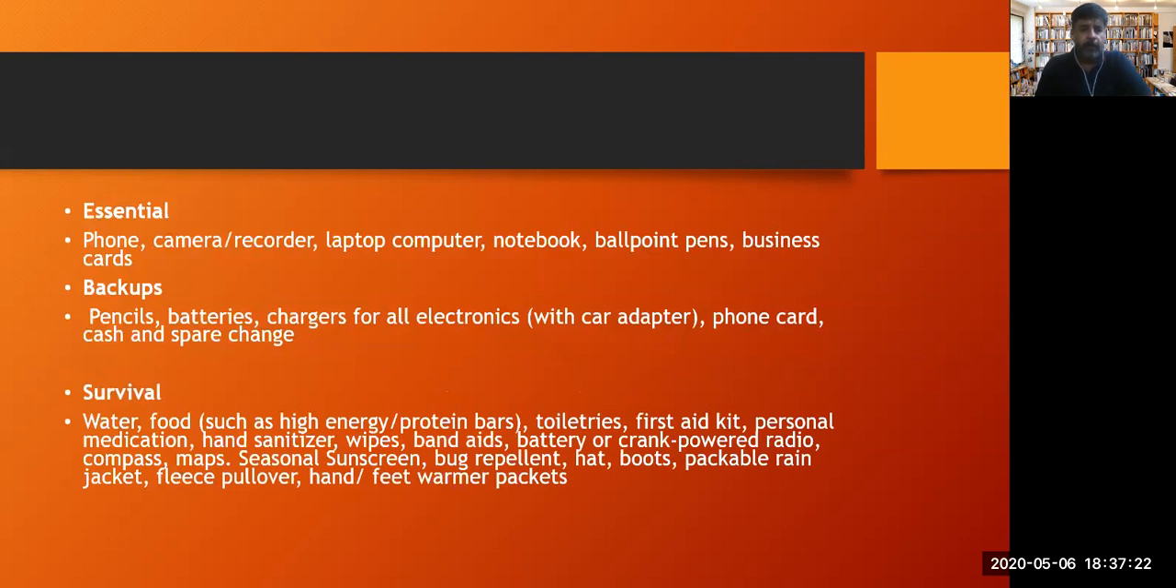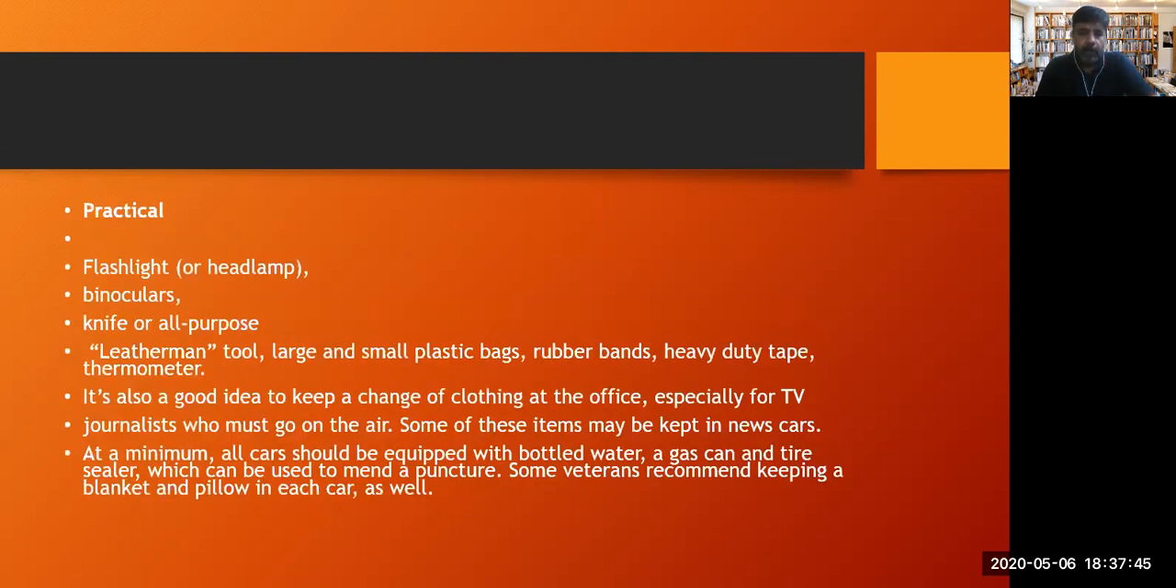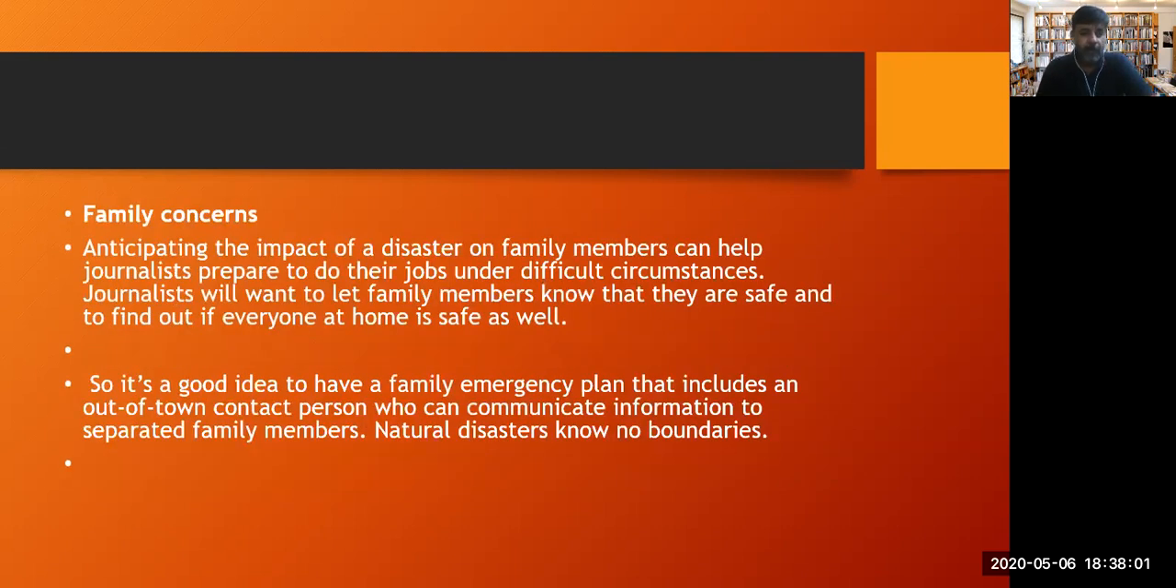What could be the personal preparation? You need to have a backup, survival items, and essentials. As a reporter, you need to have a bag of essentials, which should have a camcorder, a phone, a laptop. Backup includes pencils, batteries, chargers, etc., and a survival kit as well. Every journalist should have these things with him, because you never know where you are covering, when you are covering, and when something is going to happen. Flashlight, knives, all-purpose tools: these are some good small tools you should have in your bag. Family concerns: anticipating the impact of a disaster on family members can help journalists prepare to do their jobs under difficult circumstances.